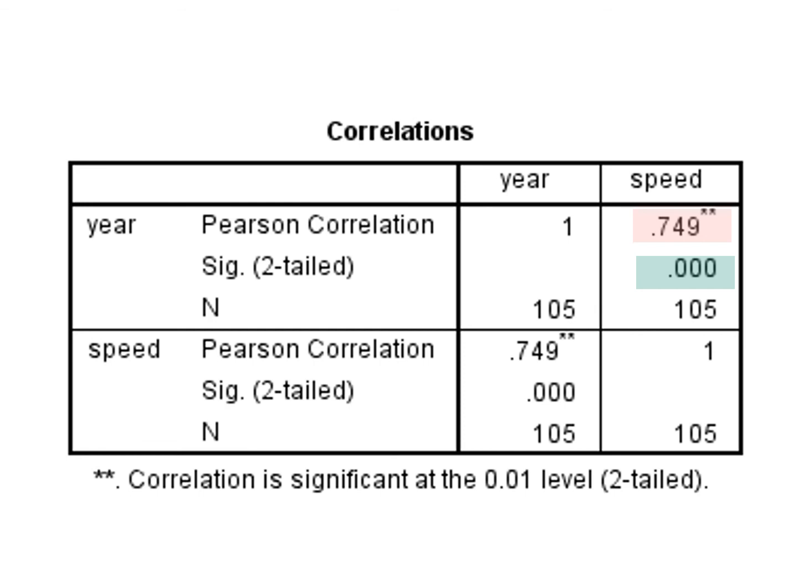We found that the correlation between the year of the race and the speed of the winning horse was 0.749. This probability of 0.000 tells us the probability was very low that this correlation occurred by chance. So there's really something going on with the relationship between year and speed.